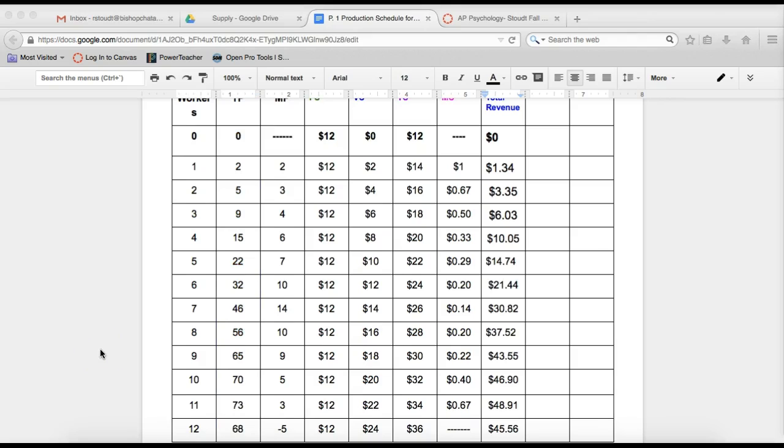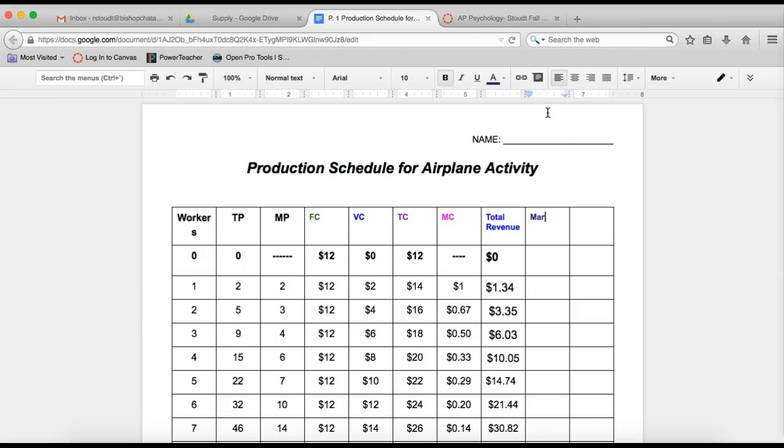So here are all of your answers for total revenue. We stopped at 3 workers. So 4 workers, you should have $10.05. 5 workers, $14.74. 6 workers, $21.44. 7 workers, $30.82. 8 workers, $37.52. 9 workers, $43.55. 10 workers, $46.90. 11 workers, $48.91. And 12 workers, $45.56. All right, now, the next column that we're going to be doing today is called marginal revenue.